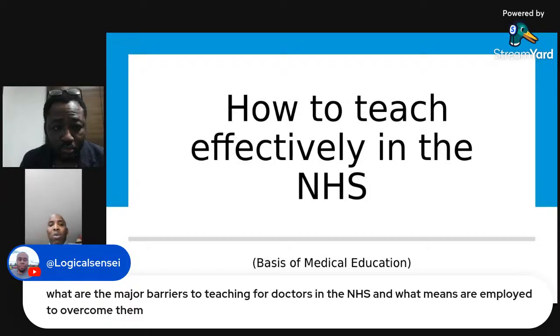Then the question said, what means are employed to overcome them? Now, for the first problem, commitment. If you are committed to teaching, like they say, if there's a will, there will be a way. If you are committed, you want to help this person, some way, somehow, you find a way of helping that person.